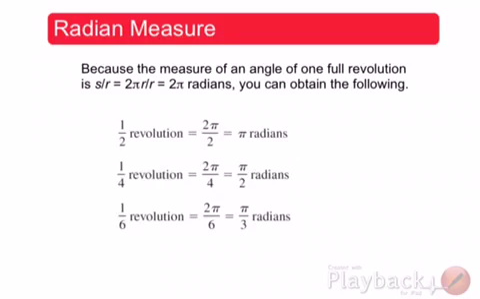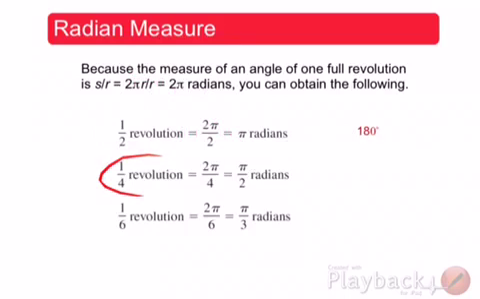So this divulges a little bit more. Because the measure of an angle of one full rotation is 2 pi, because we take the circumference S divided by R, so 2 pi r divided by r gives you 2 pi. So we know that a full circle is 2 pi. If I wanted to find half the revolution, I divide it by 2, which gives me pi radians. So therefore pi radians is equal to 180 degrees.